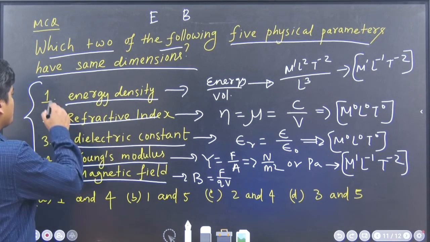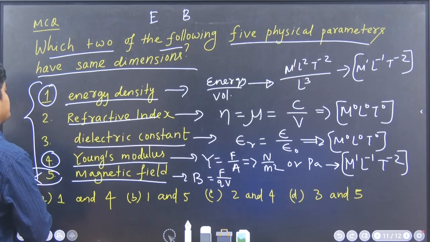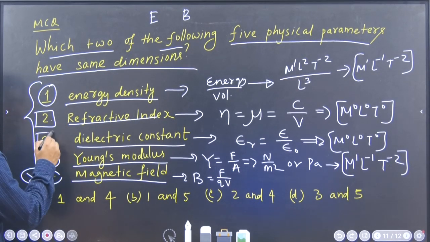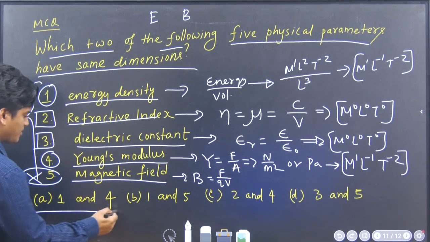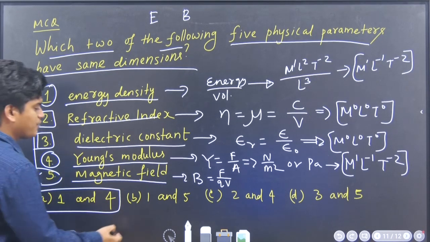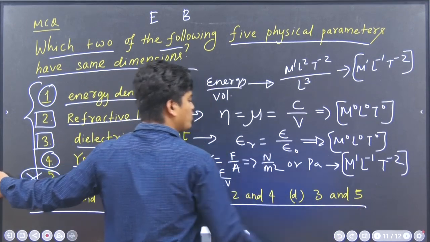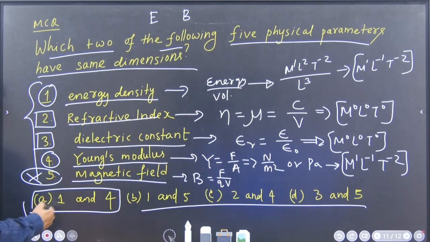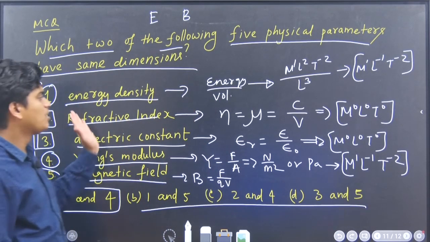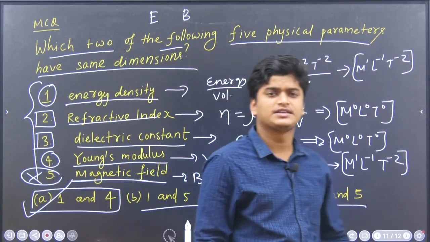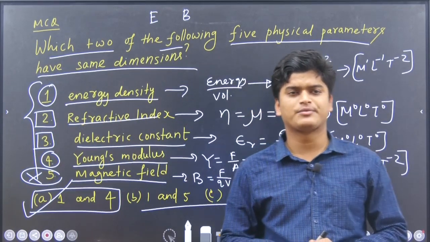So I can tell my 1 and 4 are matching and my 2 and 3 are matching. Now check the options. The first option itself says 1 and 4 and there is no option with 2 and 3. So definitely my option A will be correct. Okay. So remember physical quantities, then afterwards you can easily find what the dimension is or what the question is asking.